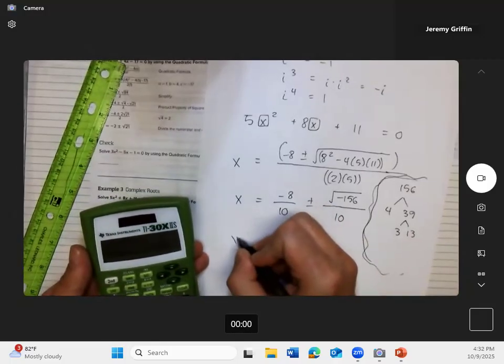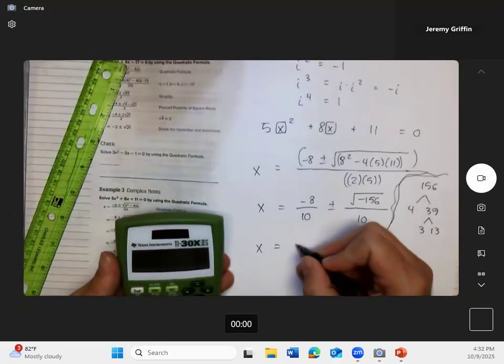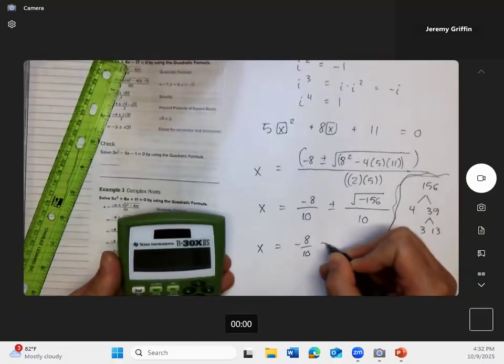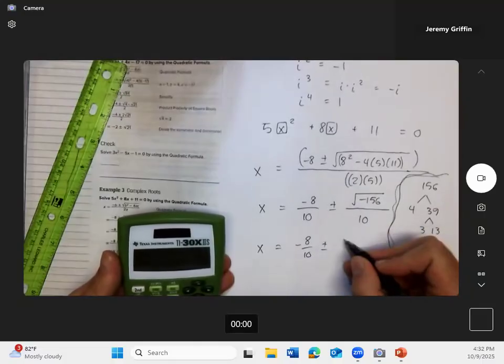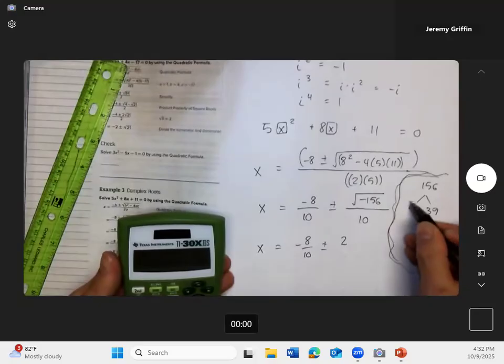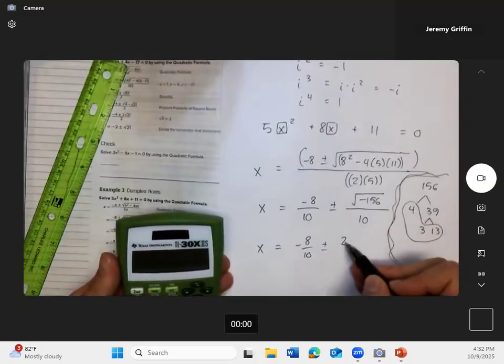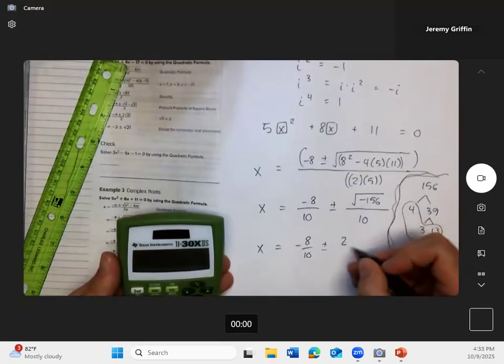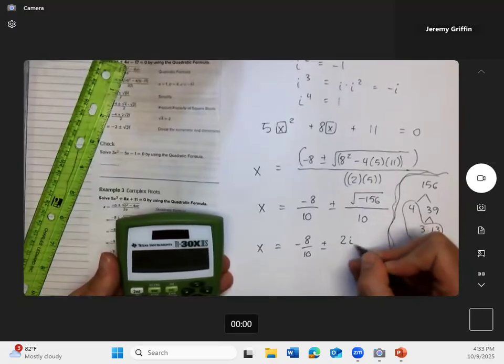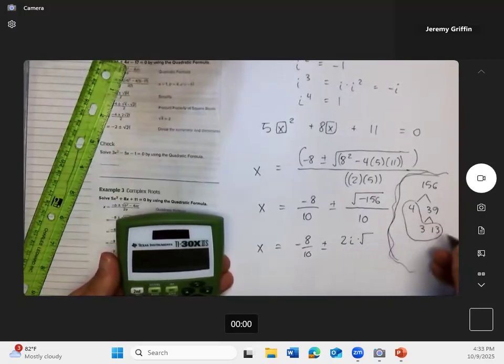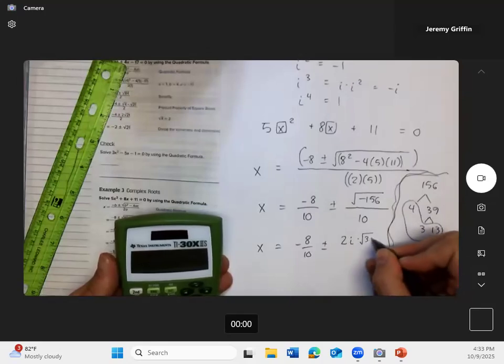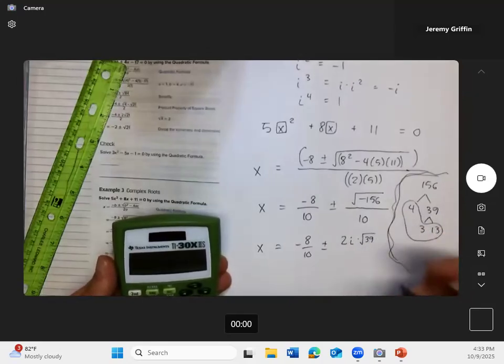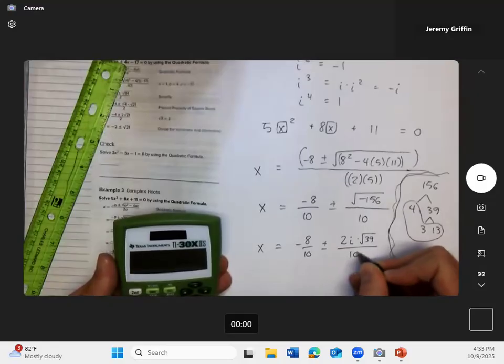So I'm getting x equals -8 over 10, plus or minus. And this works out to be, okay, I can take out this 4. Square root of 4 is 2. That's where I'm getting the 2 from. This negative underneath the radical comes out as an i. And then I'll have the square root of 39 left over, the 3 times 13, and I can't do anything with that. And then it's all divided by 10.